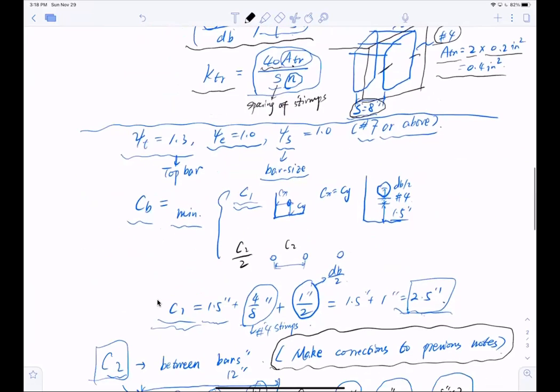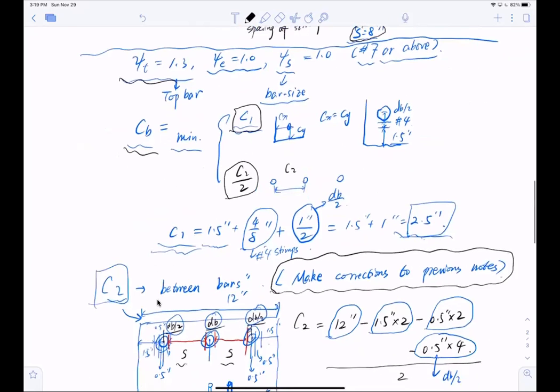Okay, so psi t is the top bar factor 1.3. We know that. Psi e is the coating factor, which is 1.0. Psi s is the bar size factor, which is 1.0. And now I have to decide my concrete cover cb. Okay, now we know that concrete cover cb is the lower value between the corner bar spacing, okay, spacing from the corner, and half of the spacing between bars, half of the spacing between bars.